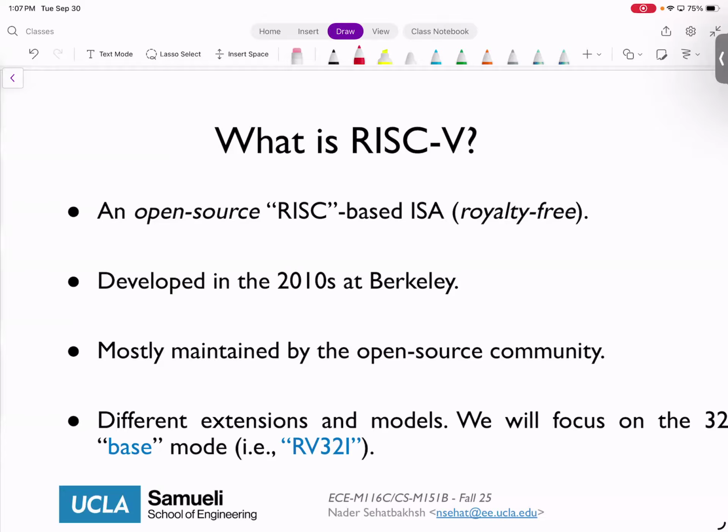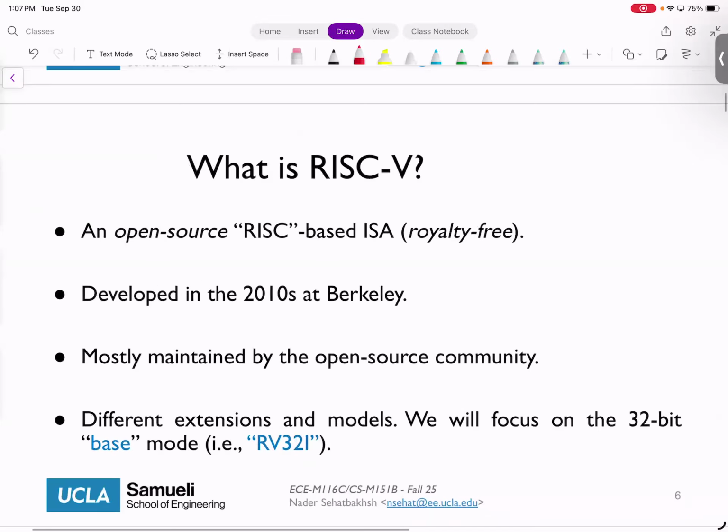It's also very nicely maintained by the open source community, and a majority of classes in computer architecture use it, hence why we are using it as well. There are multiple versions of RISC-V, so this is actually a modular design. What we're going to focus on is the 32-bit version. There is a 16-bit version, a 32-bit version, and a 64-bit version, and the difference between them is how long each instruction is. We're going to focus on the 32 version. As you can see, the name is RV32, so RISC-V 32, okay?